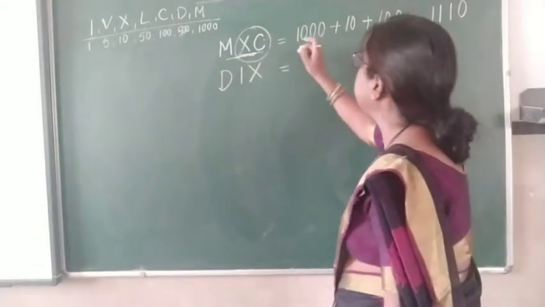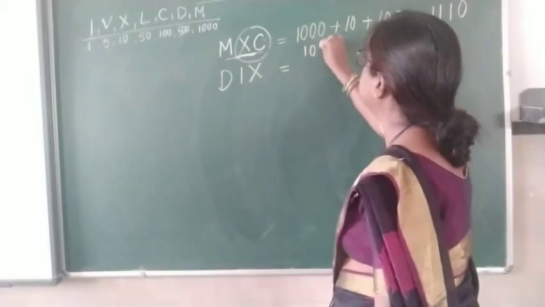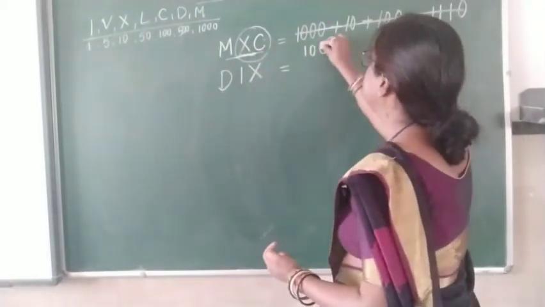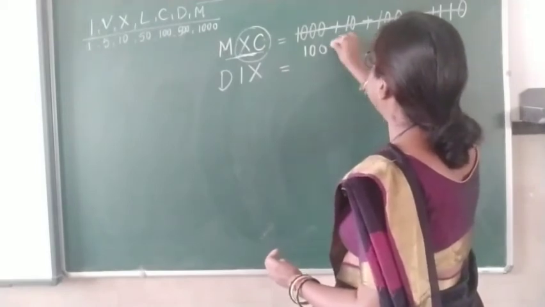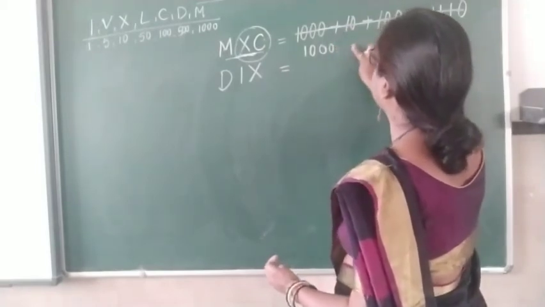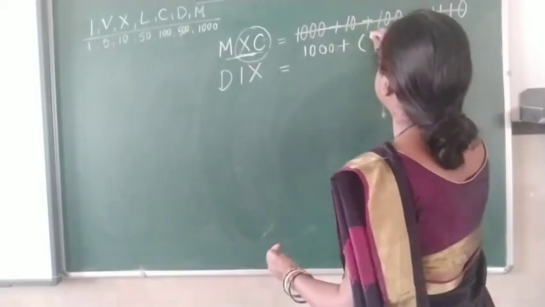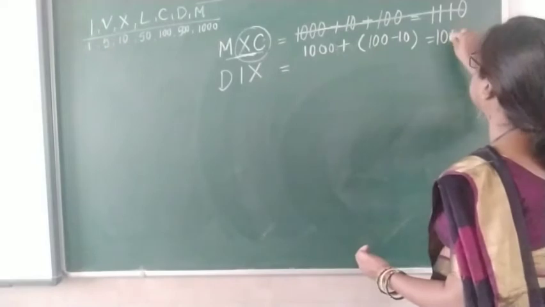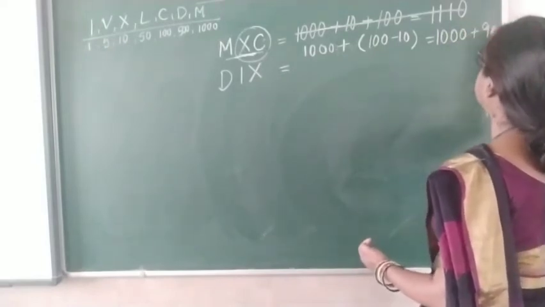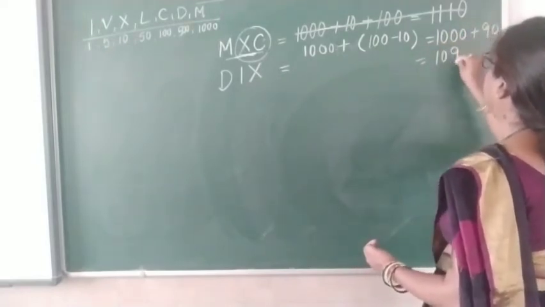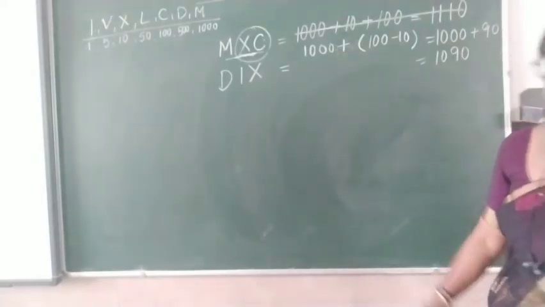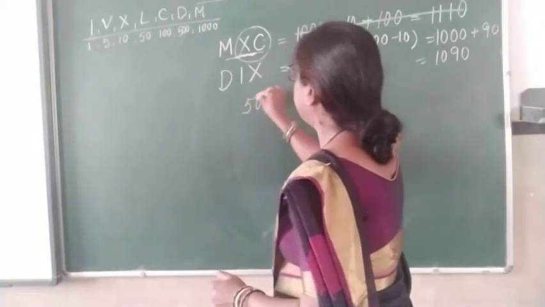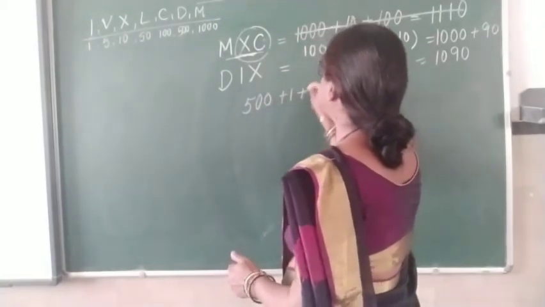So M stands for 1000 and XC means 100 minus 10. So it is 1000 plus 90, which is 1090.